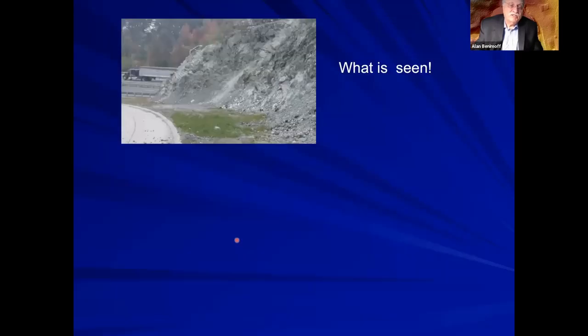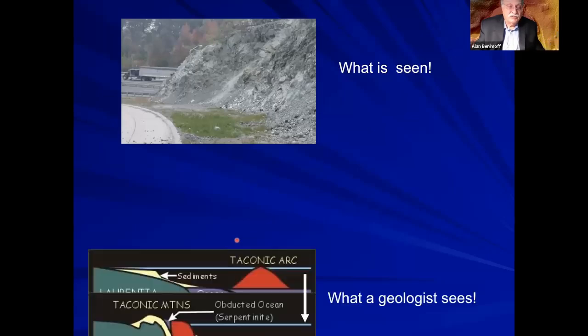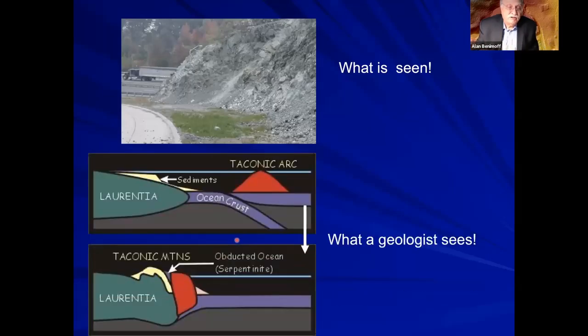So here's what we see. Regular people walking around here will see this, and this is what we interpret it as. So as you see here, we have an ancient convergent plate boundary here, and we had an island arc crash in here, and we have a piece of the mantle here that became the Staten Island serpentinite, obducted onto the ancient North American continent known as Laurentia.